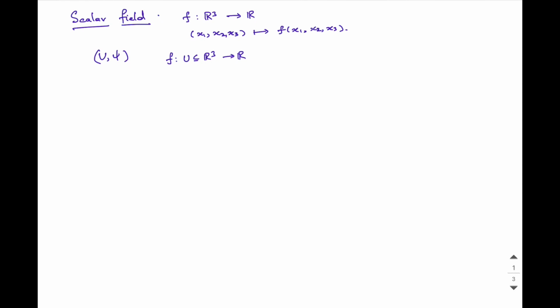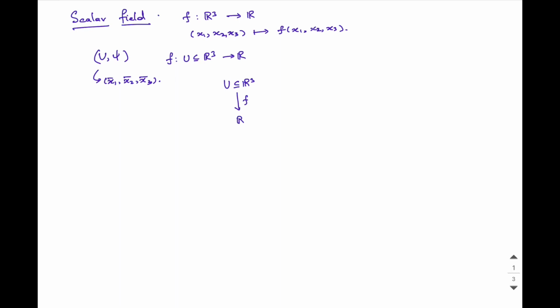And what we can do is, instead of expressing f in terms of x1, x2, x3, we can alternatively express it in terms of the transformed or the new coordinate system x1 bar, x2 bar, and x3 bar. So how do we express f in terms of these new coordinates? One way to think about it is to look at this. U is a subset of R3 and f is a function which acts on this and returns a real number.